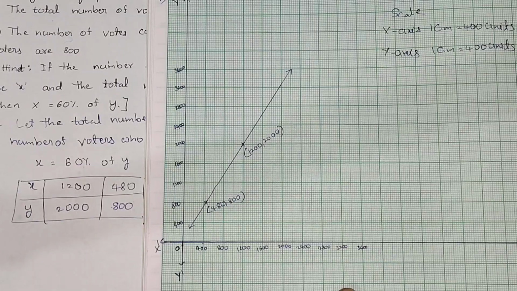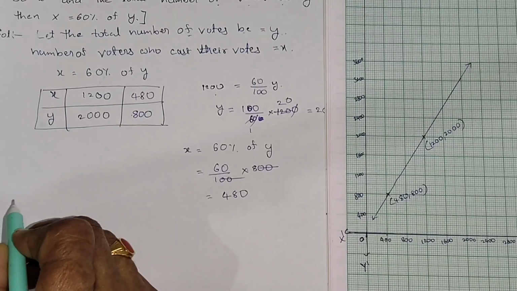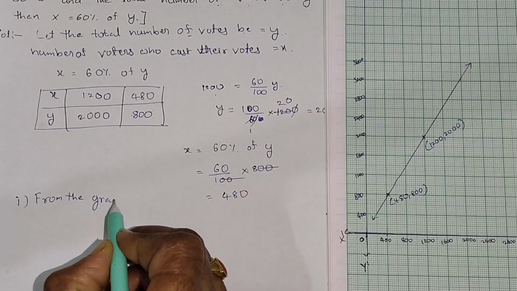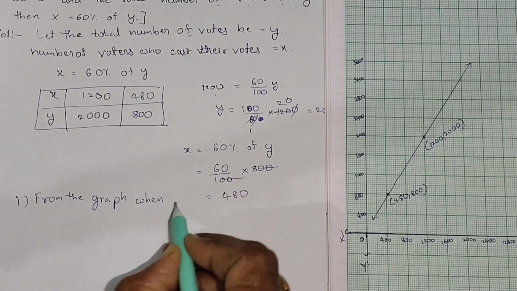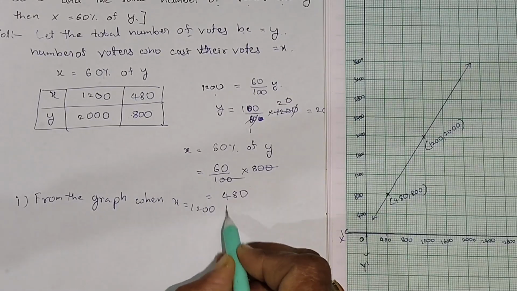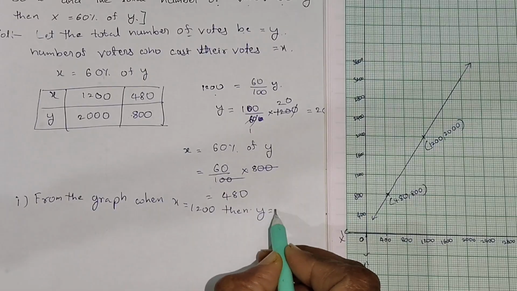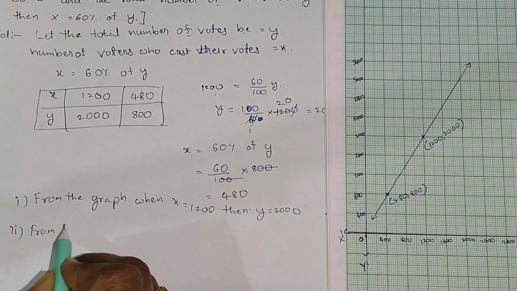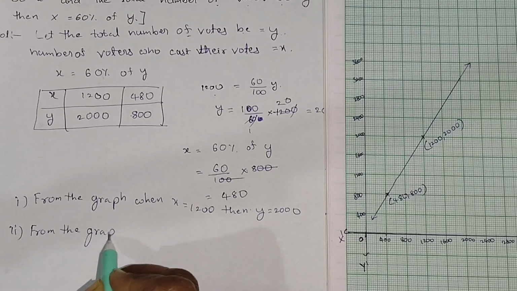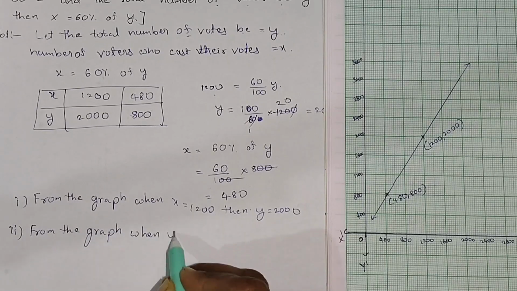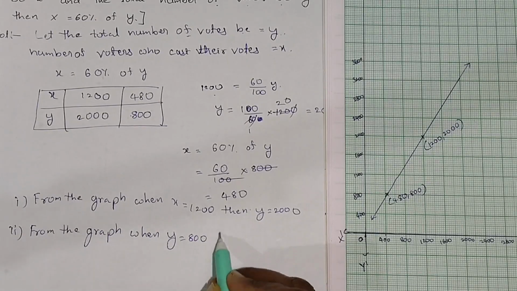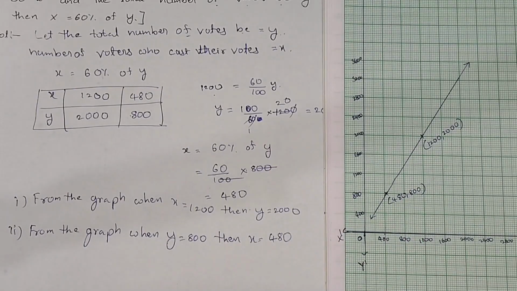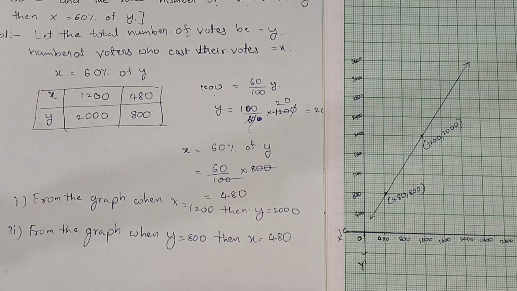Here, the first one asks from the graph: when x equal to 1200, then y equal to 2000. Next, the second one from the graph: when y equal to 800 is given, then x equal to 480. 480 is the answer. This is the complete first answer.